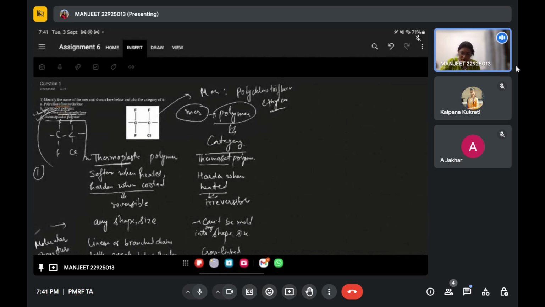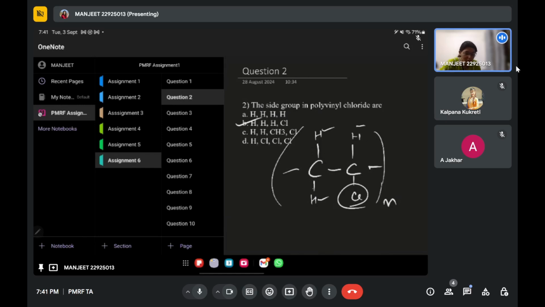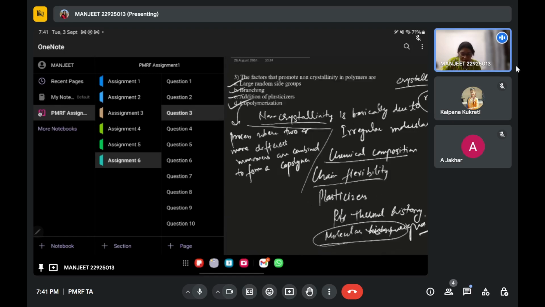We know this is polychlorotrifluoroethylene, and that leads to the thermoplastic category. And the second, we also have to find out the mer unit, that is what we call the repeat unit, the polyvinyl chloride one. And another, what are the factors that are responsible for the non-crystallinity in the polymer.